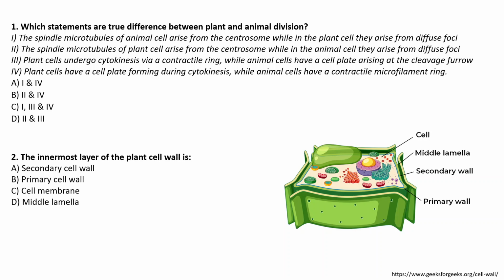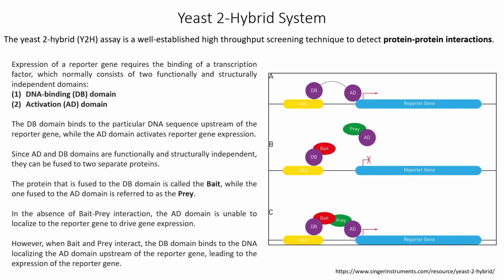If not, I'll move on to the next technique, which is a very well established high throughput screening technique that was derived in yeast cells, and it is used to detect protein-protein interactions. So how does this work? So we have this reporter gene. This is the blue one, that's the reporter gene.